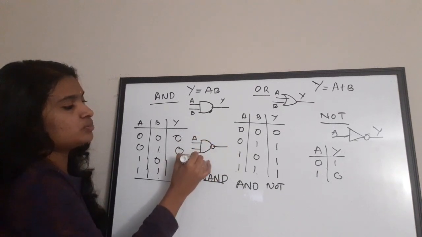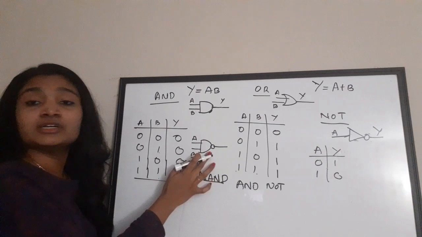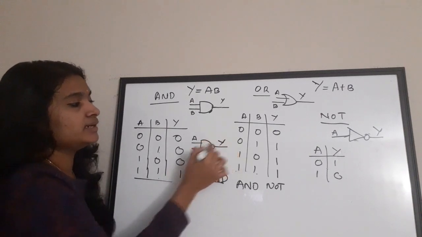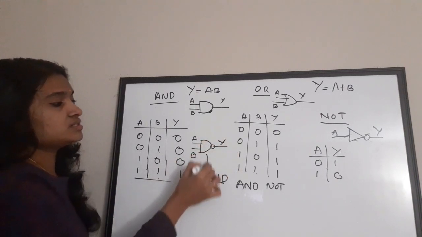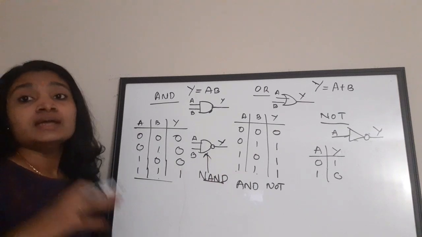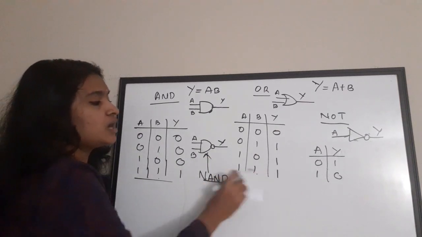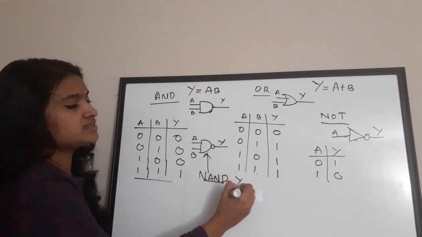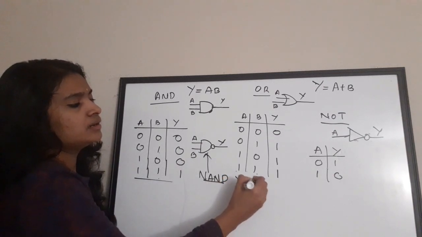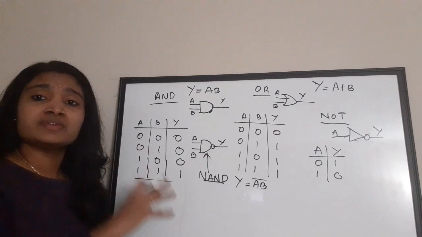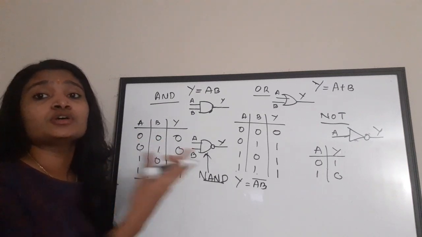A and B are the inputs. Then you put an inverter in front of the AND gate and you get a NAND gate. So this is the symbol of your NAND gate. What will be the output equation for your NAND gate? Output equation is very simple. Y is equal to (AB) bar. That is, whatever your previous AND output was, you are going to complement it.